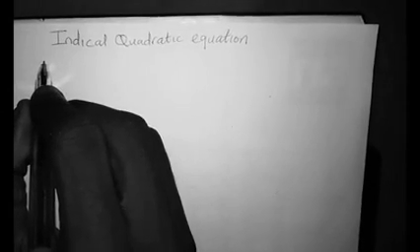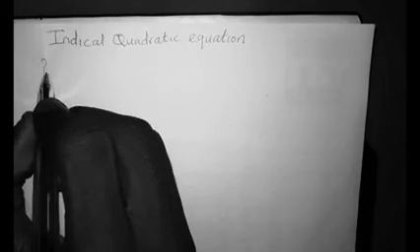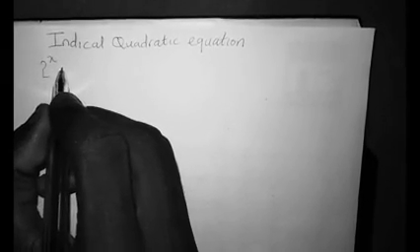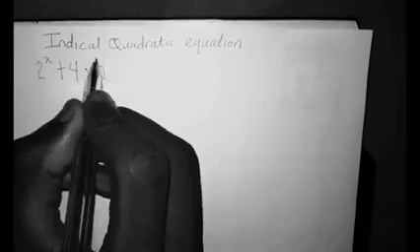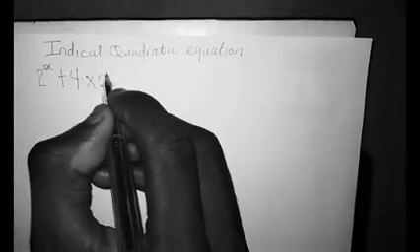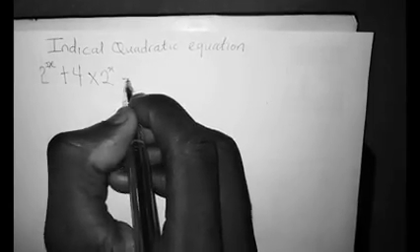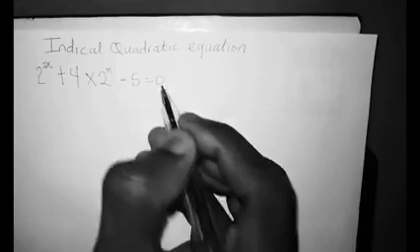Let's say I have a question like 2 raised to the power 2x, plus 4 times 2 raised to the power x, minus 5 equals 0. So if I'm to solve this kind of example, how will I go about it?